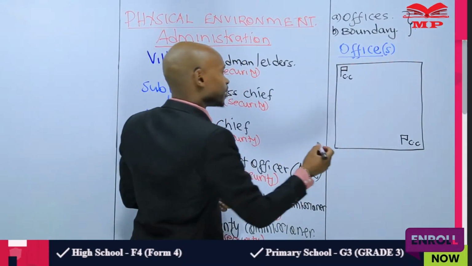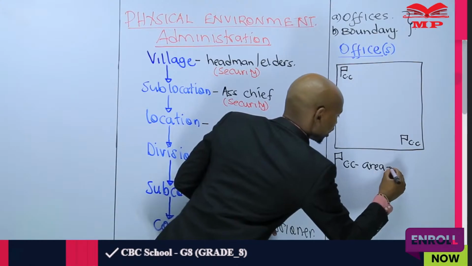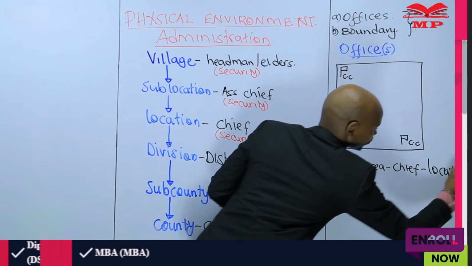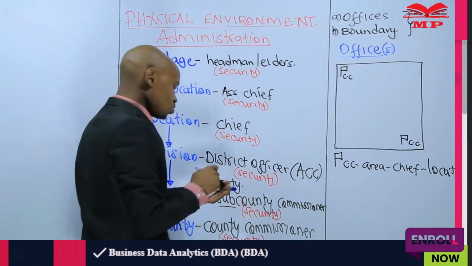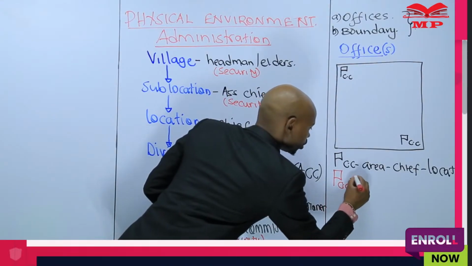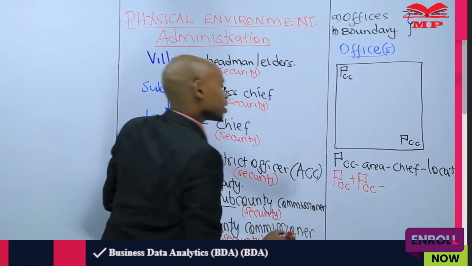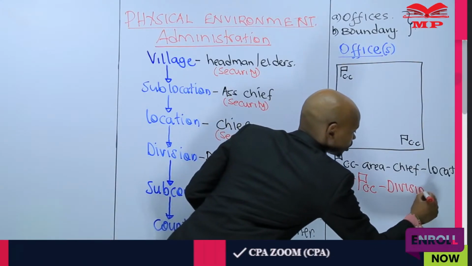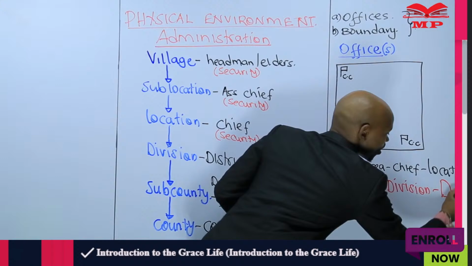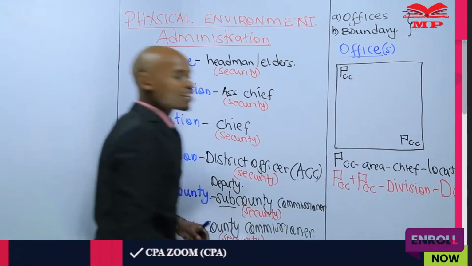Let us do it like a mathematical question. 1 chief camp, this area is headed by a chief because it is a location. That was example number 1. Example number 2, let me use a different color. What if there are 2 chief camps? A chief camp plus a chief camp, that means that area is a division. Who is the head of a division? A DO. Or in the due dispensation, ACC, Assistant County Commissioner.